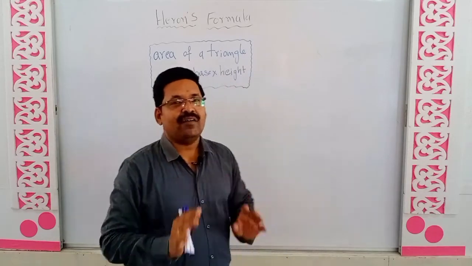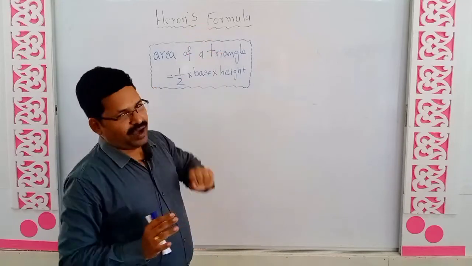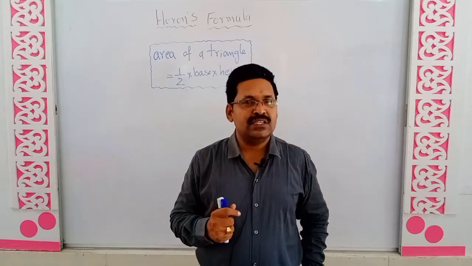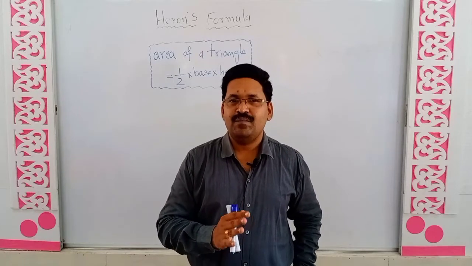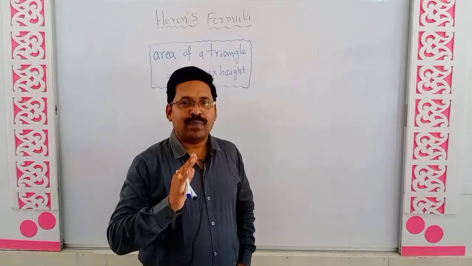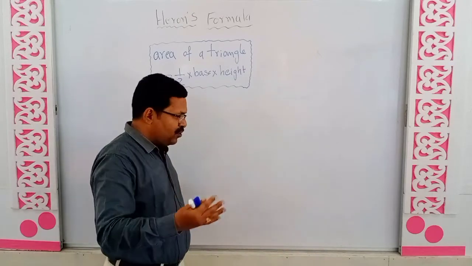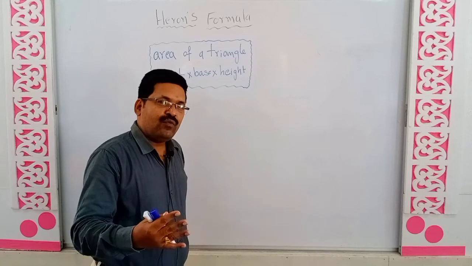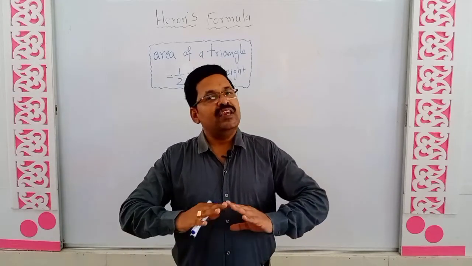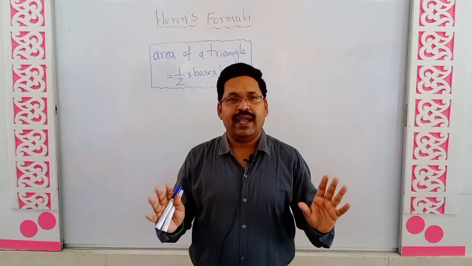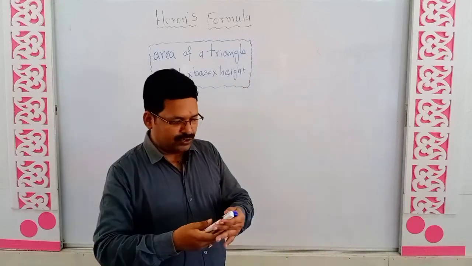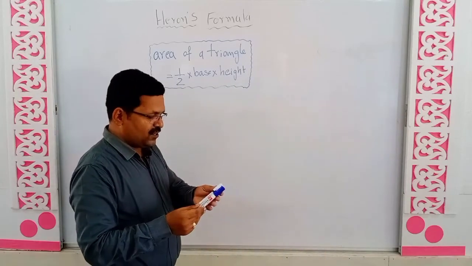That's what our topic is today, Heron's formula. Heron is a great mathematician from Egypt. He is from Alexandria, 10 AD, and he has done a lot of research in applied mathematics. He proposed a formula where you can find the area of a triangle even if you don't know the height, provided you know the sides. So how are we going to do it as per Heron's formula?